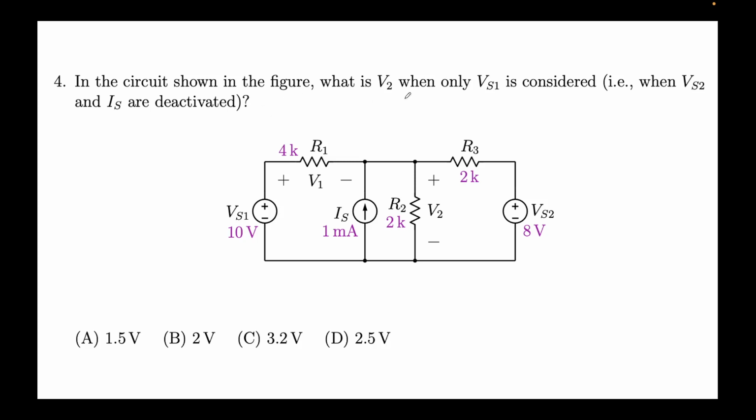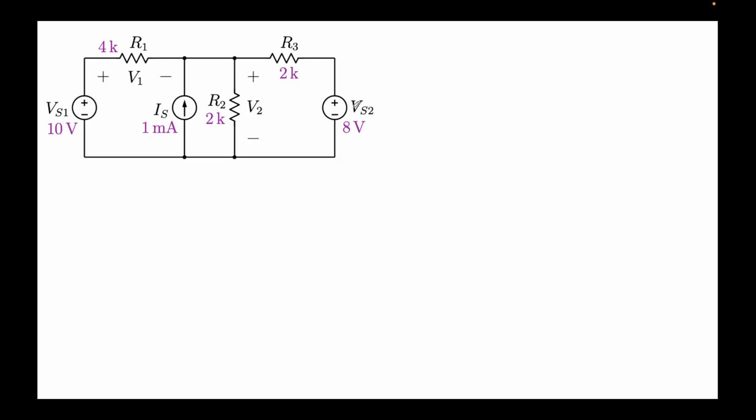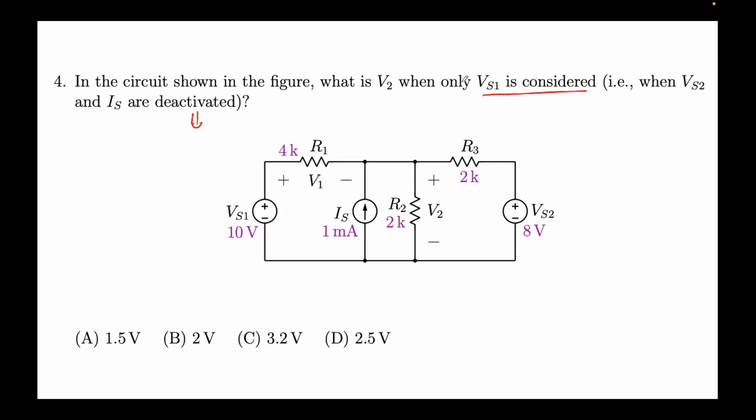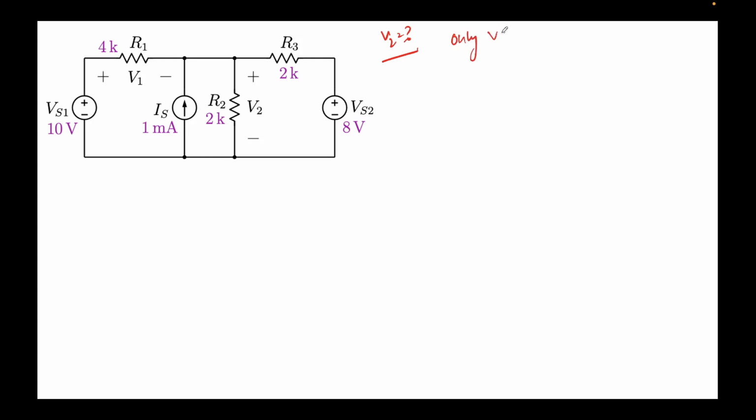The question says, in the circuit shown in the figure, what is V2 when only VS1 is considered? So only we have to consider VS1. This means VS2 and IS are deactivated. What do we mean by deactivated? So for this we only have to consider VS1, and we need to calculate the value of V2 considering only VS1. This means the independent voltage source has to be shorted, and this one also has to be deactivated, means this has to be opened. No current can flow from here.